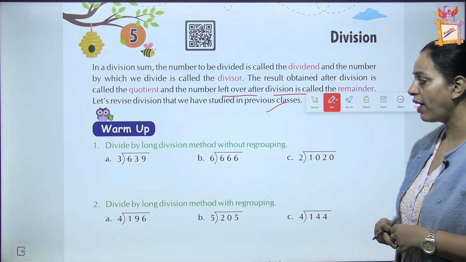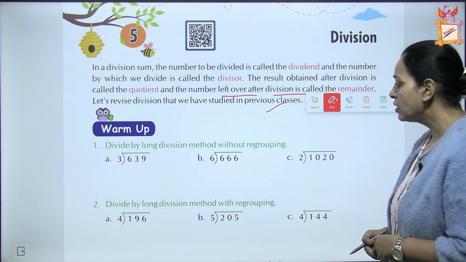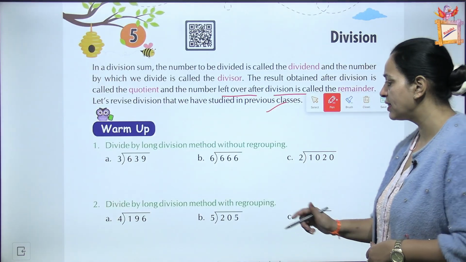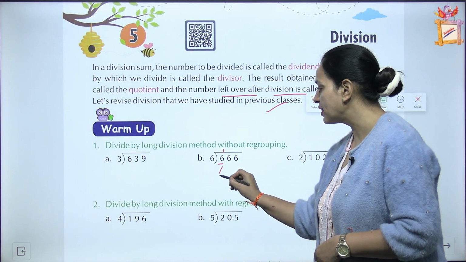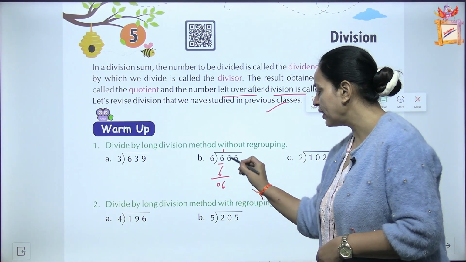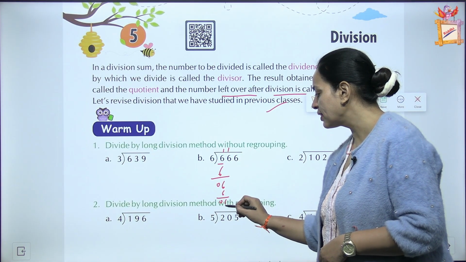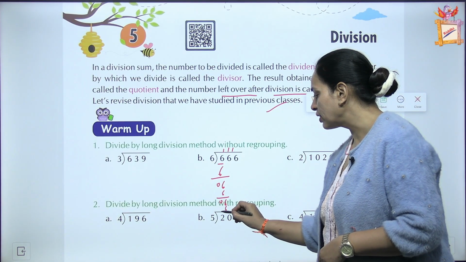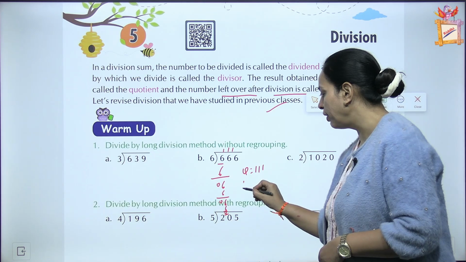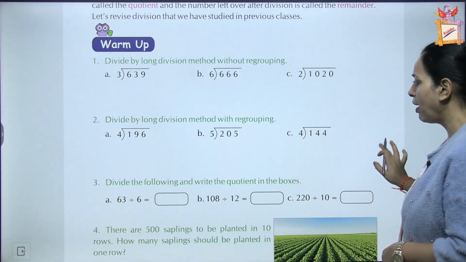Warm up. The first, divide by long division method without regrouping. So see here, B part, 666 divided by 6. So 6 ones are 6, minus, we get 0. Take next 6, 6 ones are 6, minus, we get 0. Next 6, 6 ones are 6. So remainder is 0 and quotient is 111. Similarly, you can try the remaining parts.